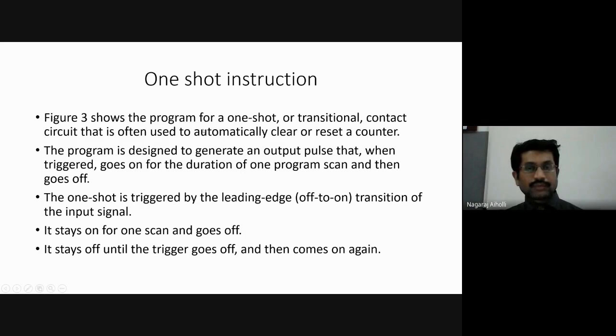The next figure shows the program for a one-shot or transitional contact circuit. The one-shot instruction is also called a transitional circuit or contact circuit. Transitional circuit, contact circuit, or one-shot instruction, all are one and the same. It is often used to automatically clear or reset a counter. Resetting the counter, we know by now what is meant by resetting or clearing the counter. Resetting means whatever is the accumulated value in the counter, it will become 0. This we call resetting the counter or clearing the counter.